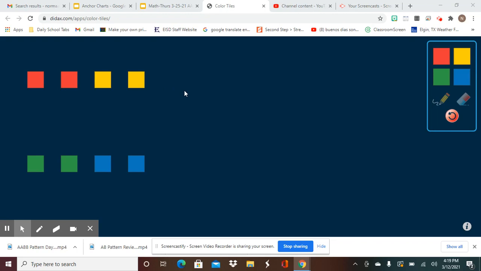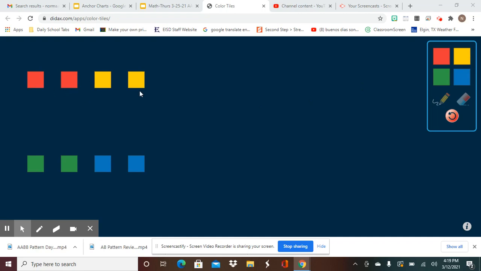What do you think is next? Would it be red or yellow next? Or would it be green or blue? Green or blue are not next, right? Because we don't have any greens or blues up here. So we're not going to use green or blue. So it has to be between red and yellow.